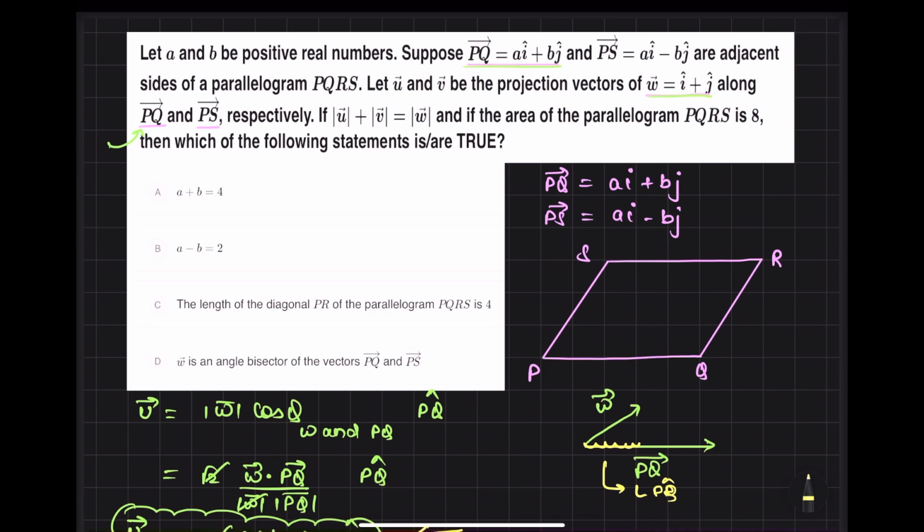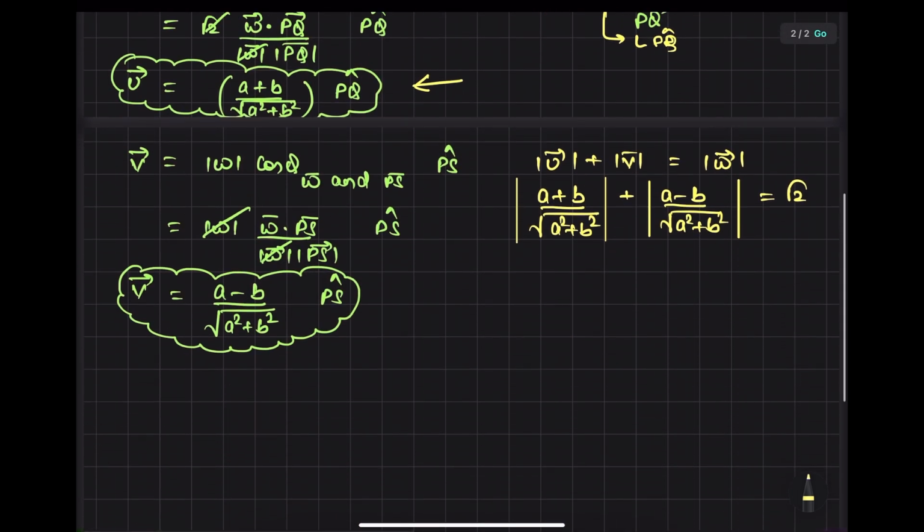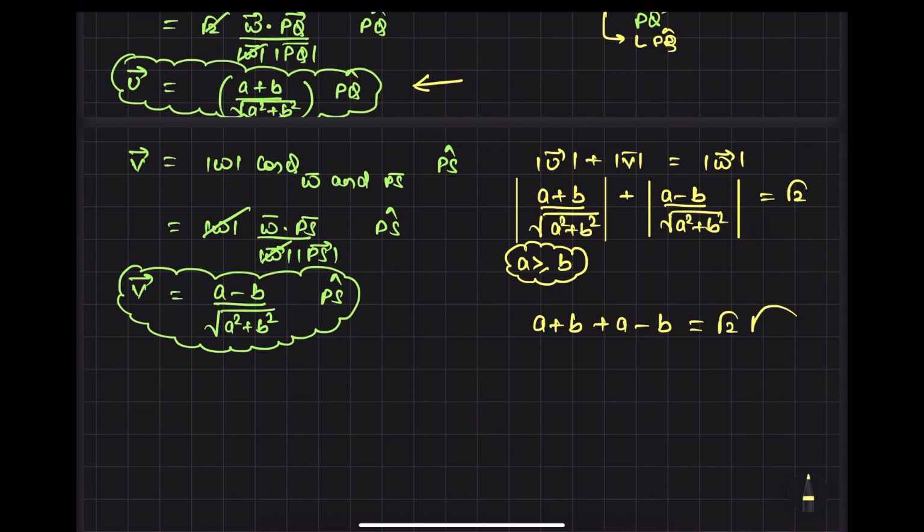So look at this, how we will approach. Suppose that a is bigger than or equal to b, so that we can open this mod. Okay, so we will have what? a plus b plus a minus b equals root 2 root over a square plus b square, correct? This b is gone, so we got 2a equals root 2 root a square plus b square.